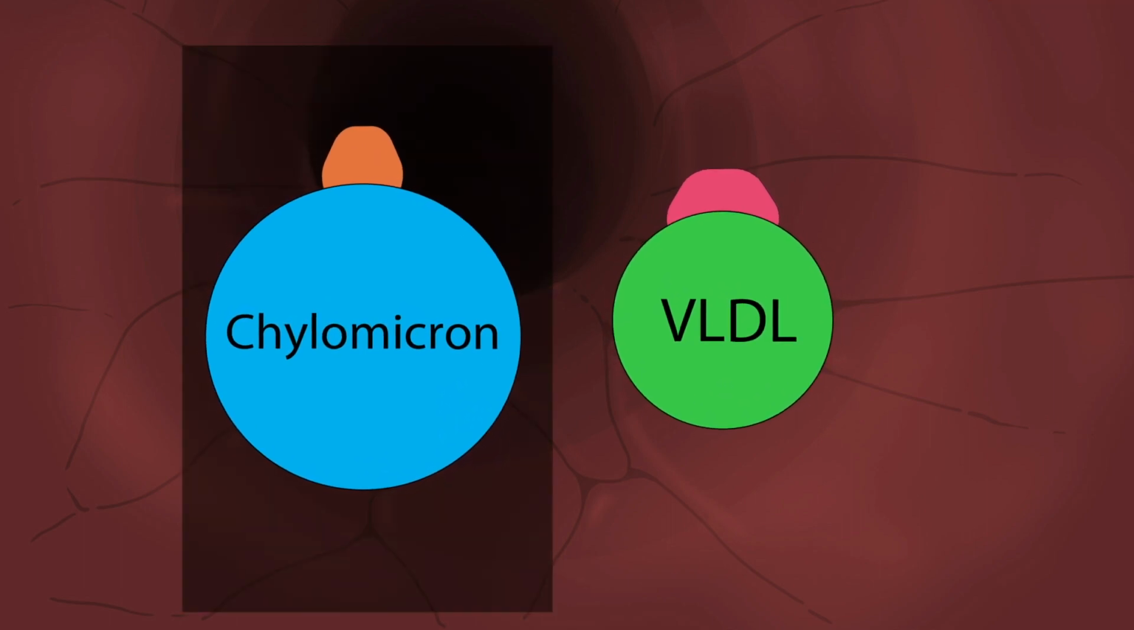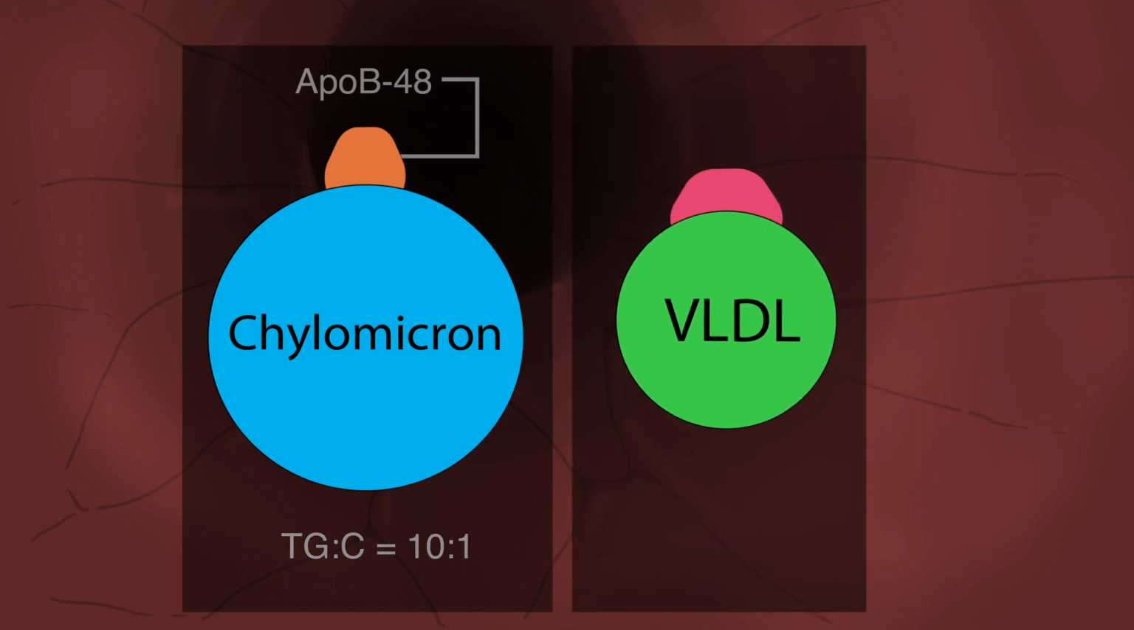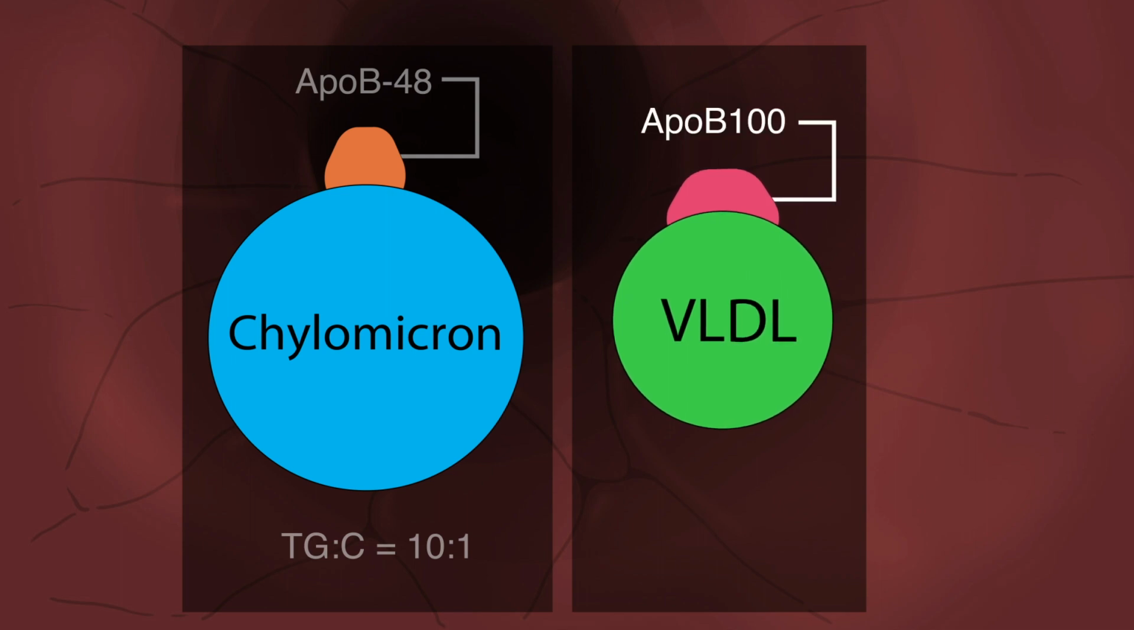Each nascent chylomicron particle primarily has a single molecule of ApoB48 lipoprotein and a triglyceride to cholesterol and cholesterol esters ratio of approximately 10:1. Likewise, each nascent VLDL particle primarily has one molecule of ApoB100 lipoprotein and a triglyceride to cholesterol and cholesterol esters ratio of approximately 5:1.